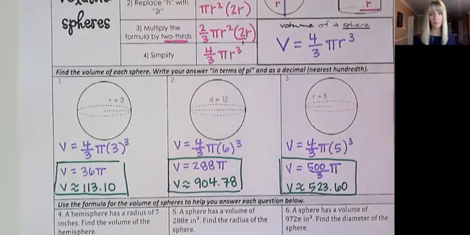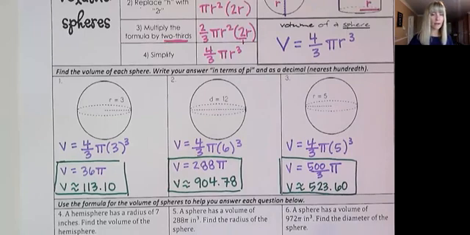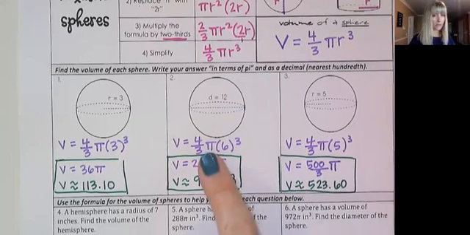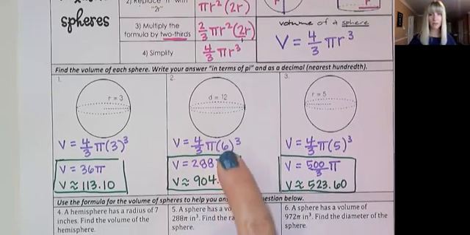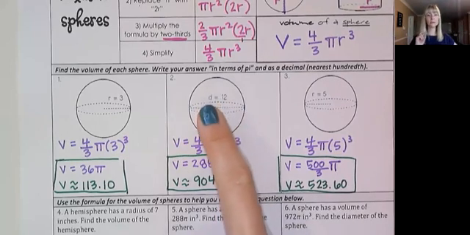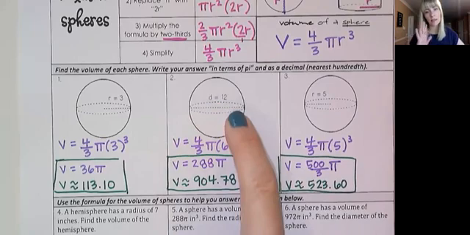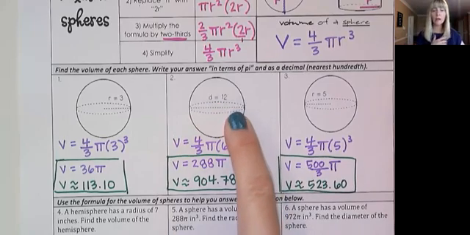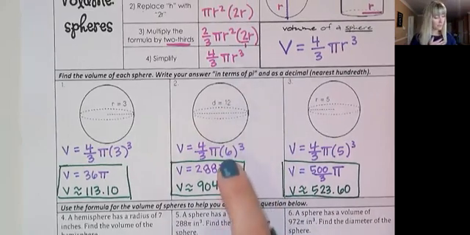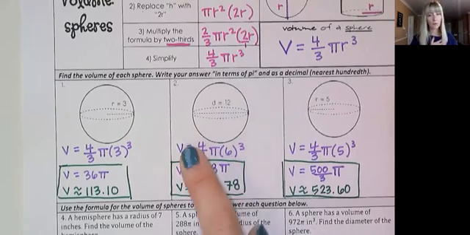Ta-da! And we're back. Okay, so this one, I typed in my calculator 6 to the 3rd. Why did I use 6 even though there's 12 there? Because it very clearly says D equals 12. It shows the line all the way across. That's the diameter, and I need the radius. 12 divided by 2 is 6. So I typed in my calculator 6 to the 3rd times 4 divided by 3, and I got 288 pi.